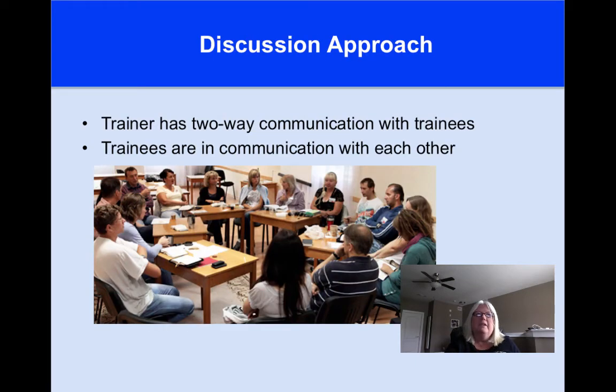Then there's the discussion approach. This would involve two-way communication with trainees, and then trainees also in communication with each other. So we can ask direct questions, we can ask reflective questions, open-ended questions. But this method requires a skilled facilitator. It isn't easy to lead a good discussion. It takes time.